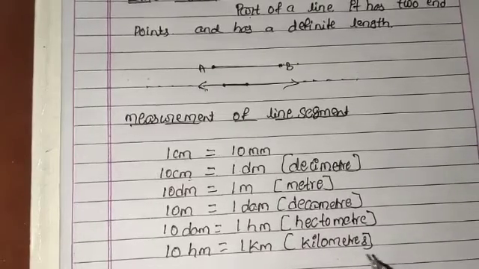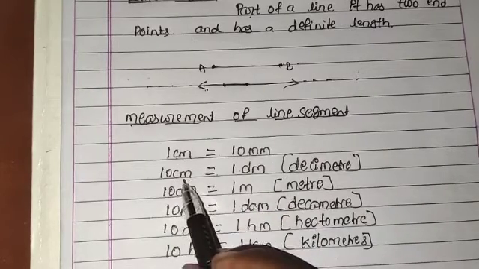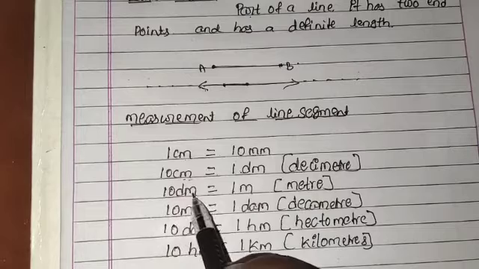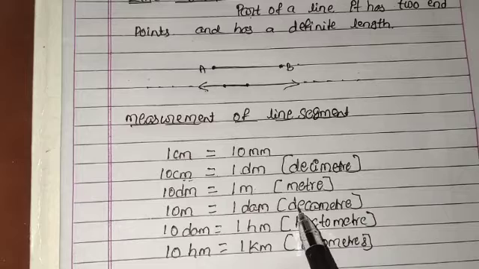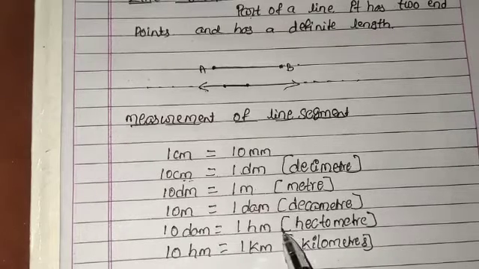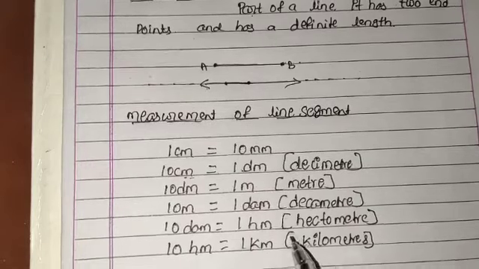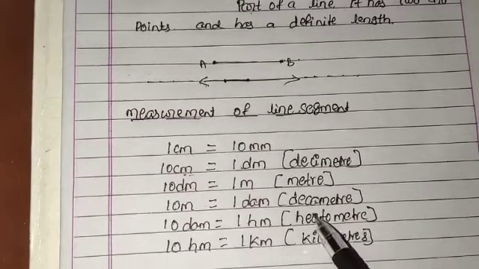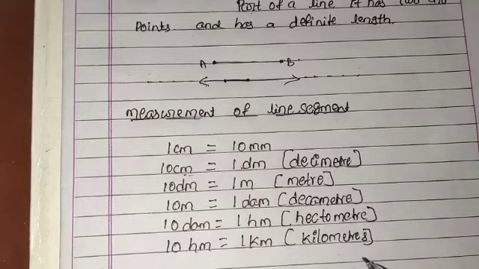Here 1 centimeter is equal to 10 millimeters, 10 centimeters is equal to 1 decimeter, 10 decimeters is equal to 1 meter, 10 meters is equal to 1 decameter, 10 decameters is equal to 1 hectometer, and 10 hectometers is equal to 1 kilometer. A line segment is measured in meters, decimeters, decameters, hectometers, kilometers, or centimeters and millimeters. By using these units, we can measure the line segment.